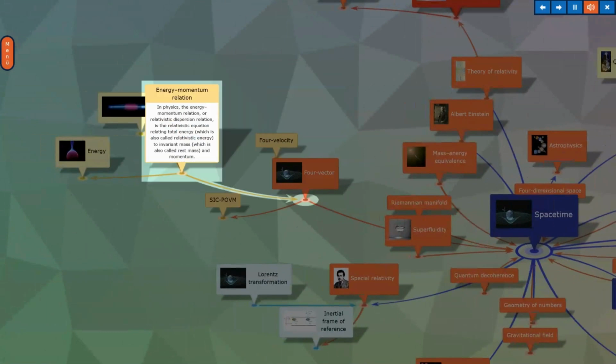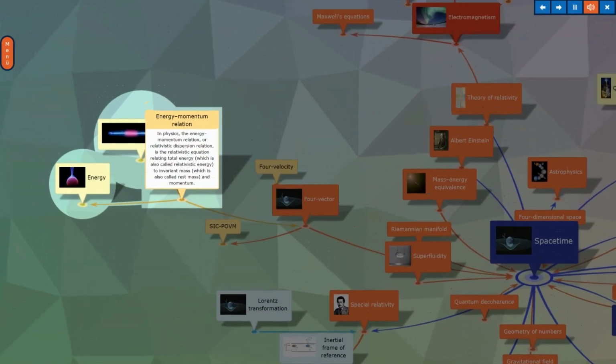Energy-momentum relation. In physics, the energy-momentum relation, or relativistic dispersion relation, is the relativistic equation relating total energy, which is also called relativistic energy, to invariant mass, which is also called rest mass, and momentum. The topic energy-momentum relation in overview.